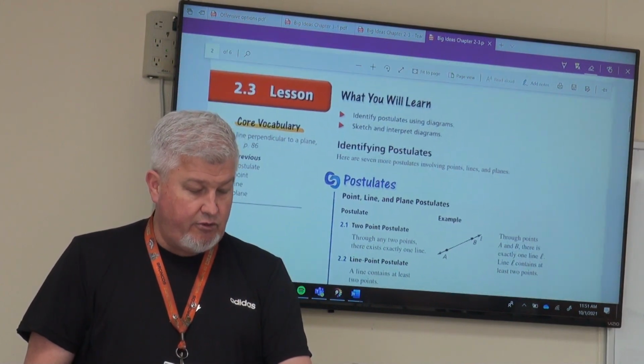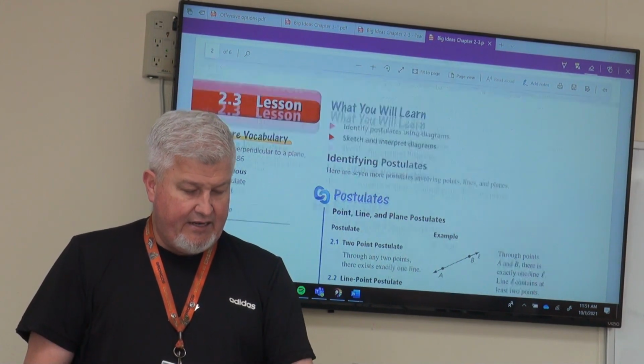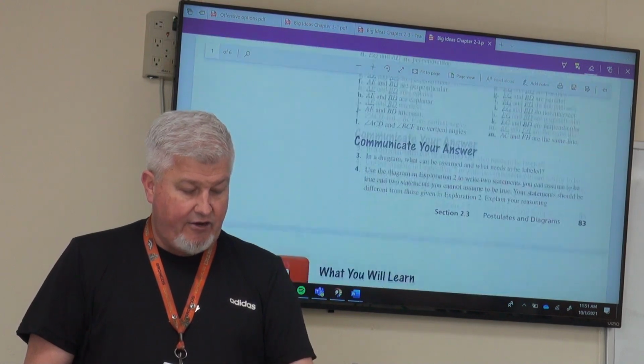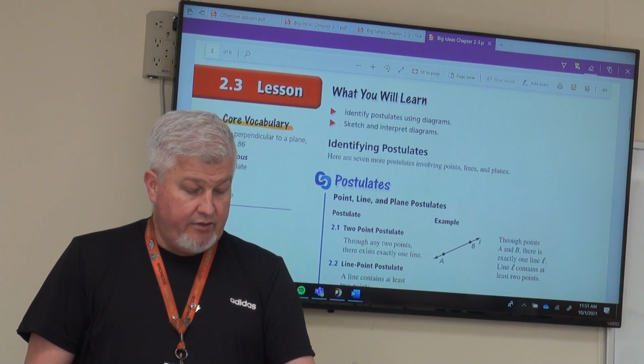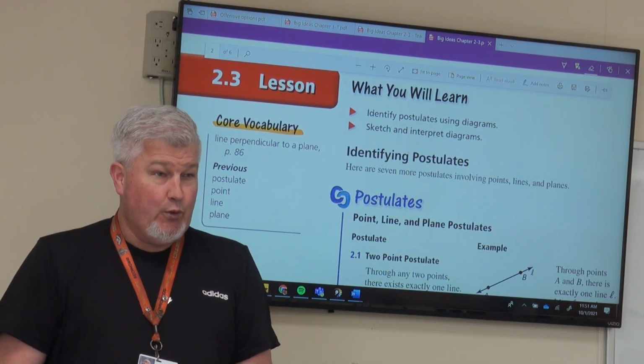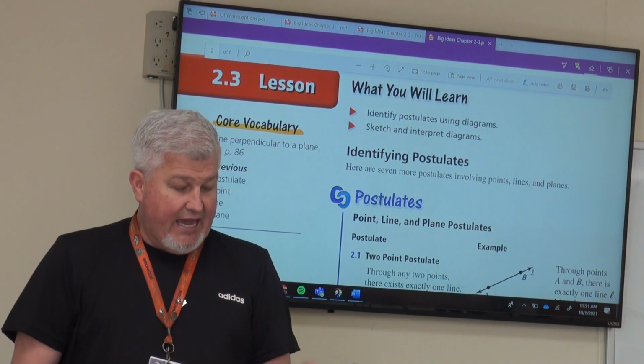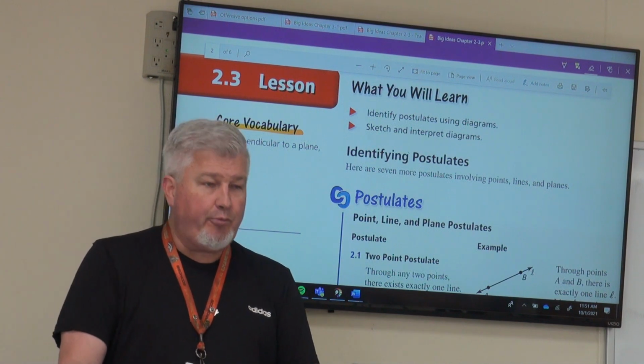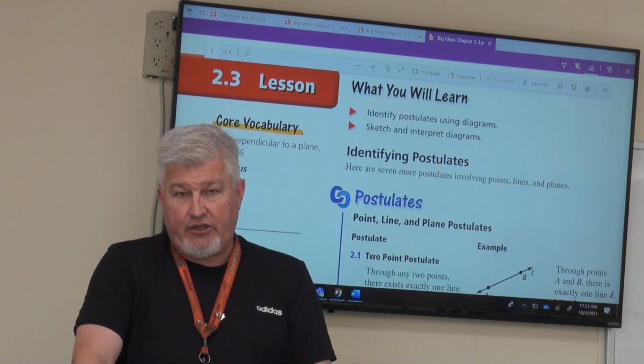Let's actually get into the lesson. So this is lesson 2.3, okay? Again, it's titled Postulates and Diagrams. Here's what you will learn. You will learn to identify postulates using diagrams. Woohoo, there's some complexity, okay? And then sketch and interpret diagrams. So you're going to draw figures, which you've already done.